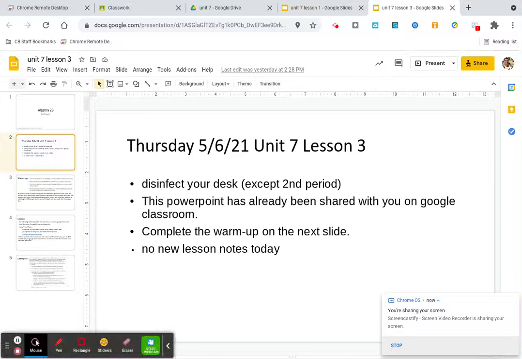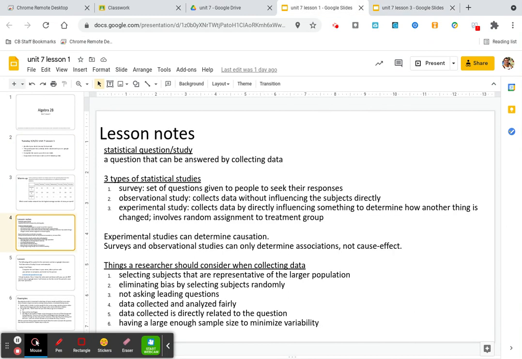All right, we are up to lesson 3 of Unit 7. There are no new lesson notes today. You will need to access once again the lesson notes from lesson 1, so have those handy. We're going to go right into the examples.